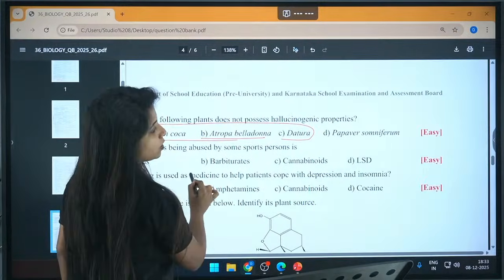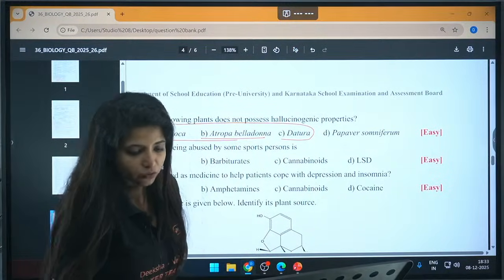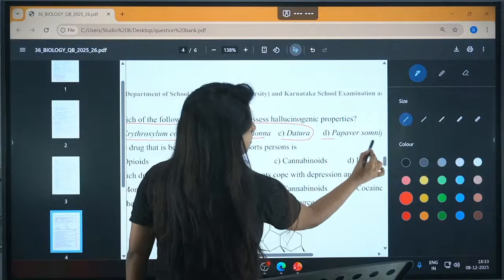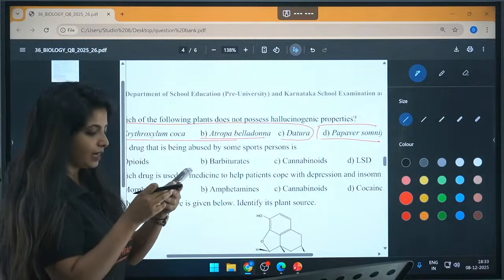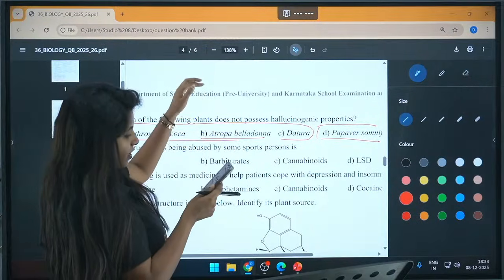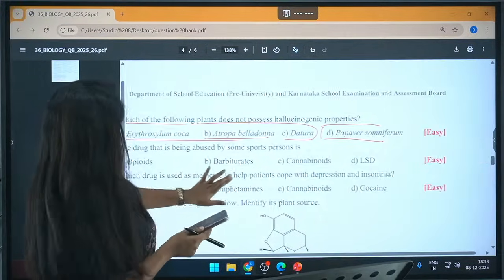Which one is the odd one out? Papaver somniferum. So your answer for this question becomes D. Papaver somniferum is the one without the hallucinogenic property. You are correct. Okay, 37 is D. Let's go with the next question.